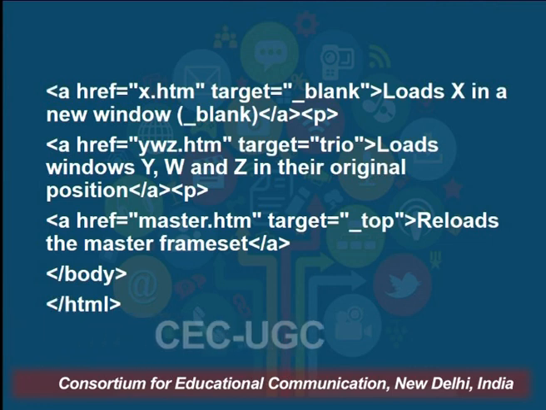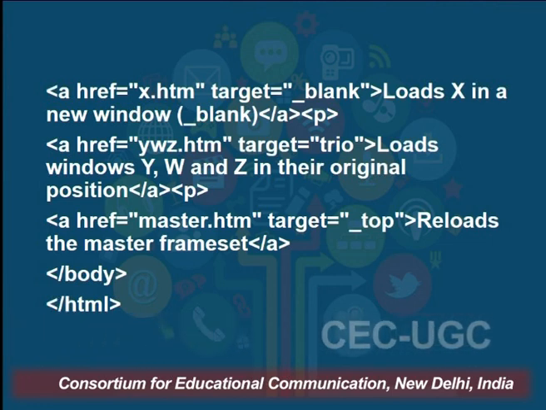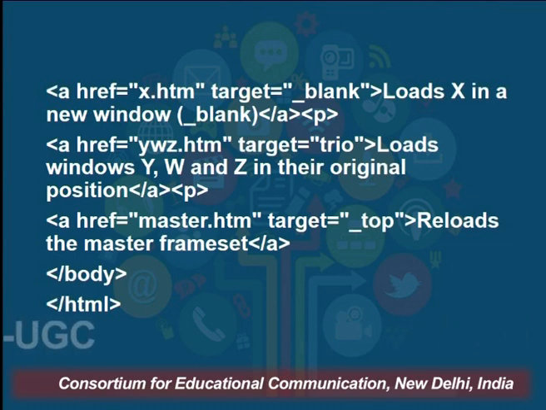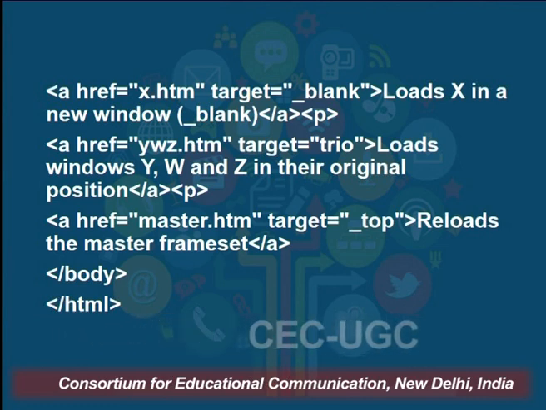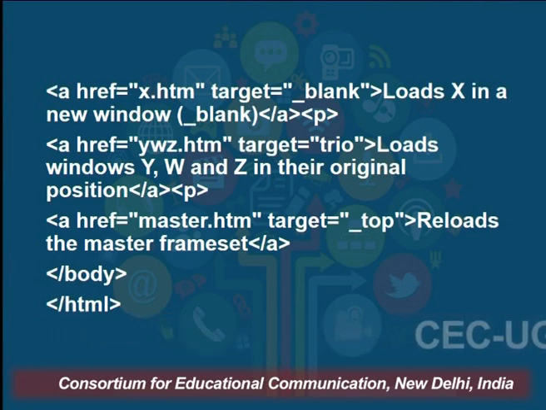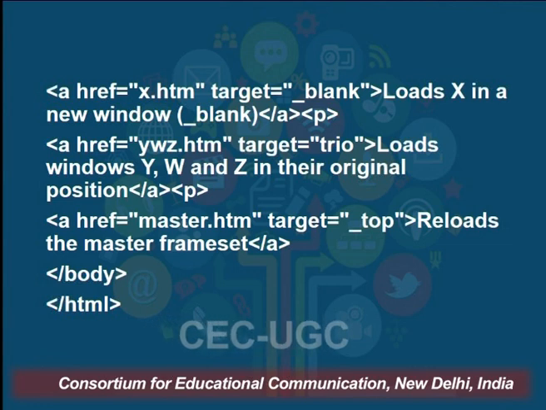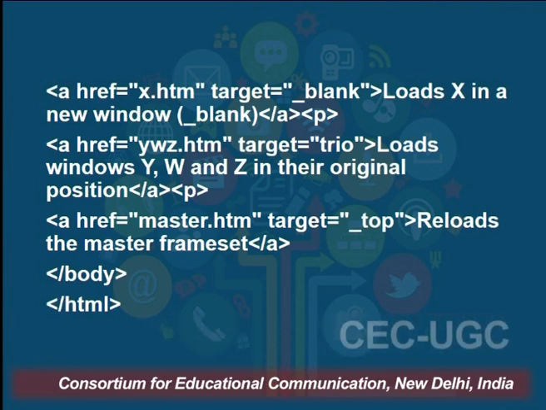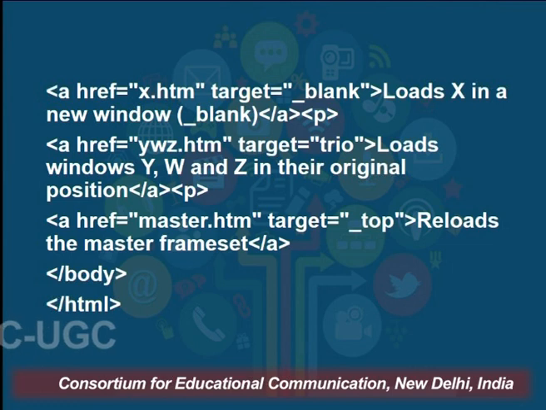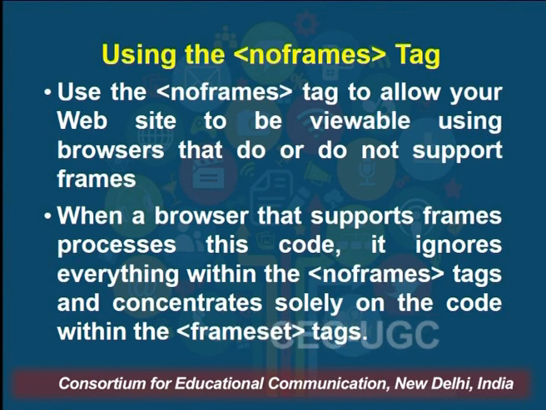So we can specify target is equal to underscore blank, and in the next you can see we are writing target is equal to trio. So this is the difference. When we have an underscore, it means that this is a reserved target. When we don't have an underscore, it means it is a user defined target, right. And then you can also write target is equal to underscore top. So this will reload the master frame set, as we said the master frame set will go and it will come as a simple blank file.